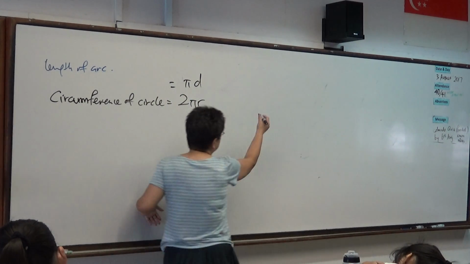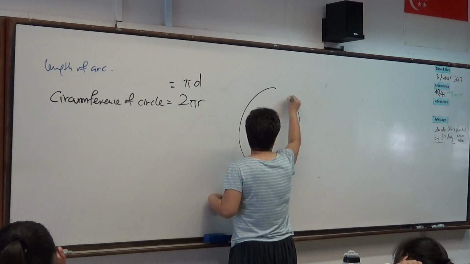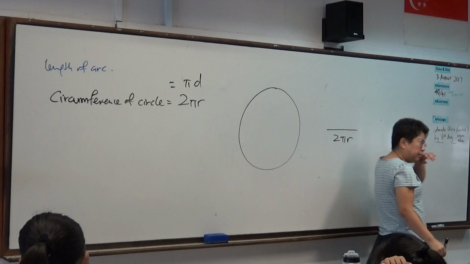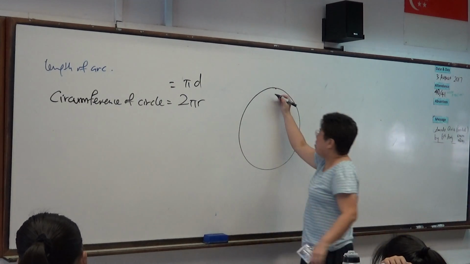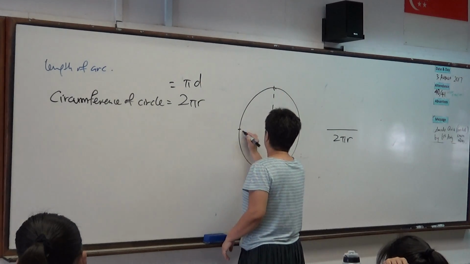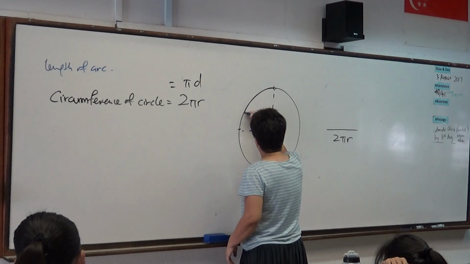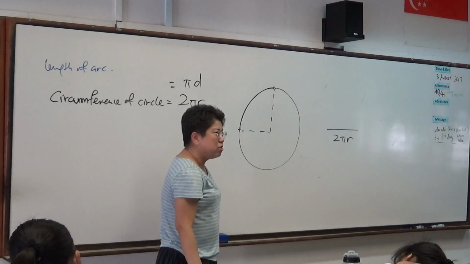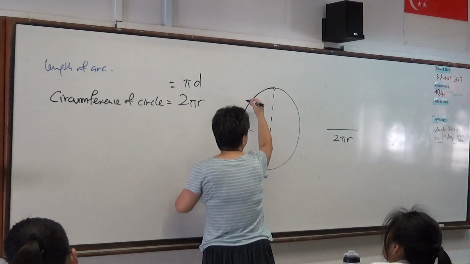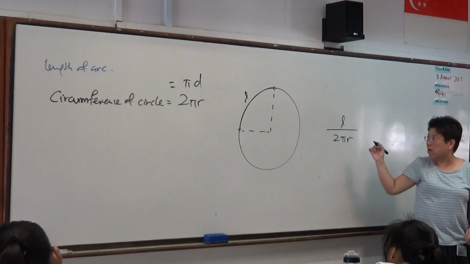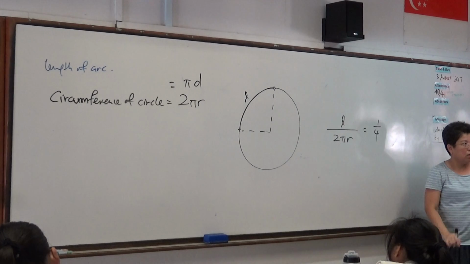Now, everybody look at this, huh? The whole thing is 2 pi r, right? If I want to find the length from here to here, this is 1/4 of the circle, right? Correct? Yes or no? Okay. Do you agree I'd like this length to be L? Do you agree that L over 2 pi r must be 1/4?